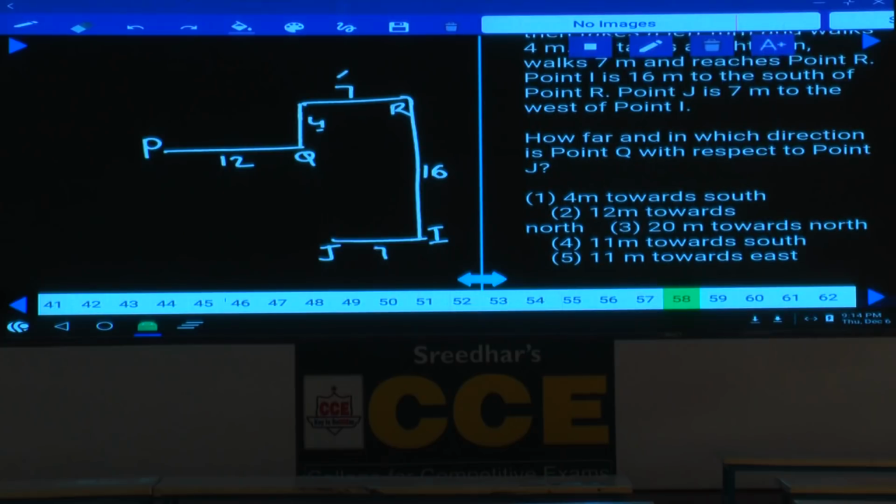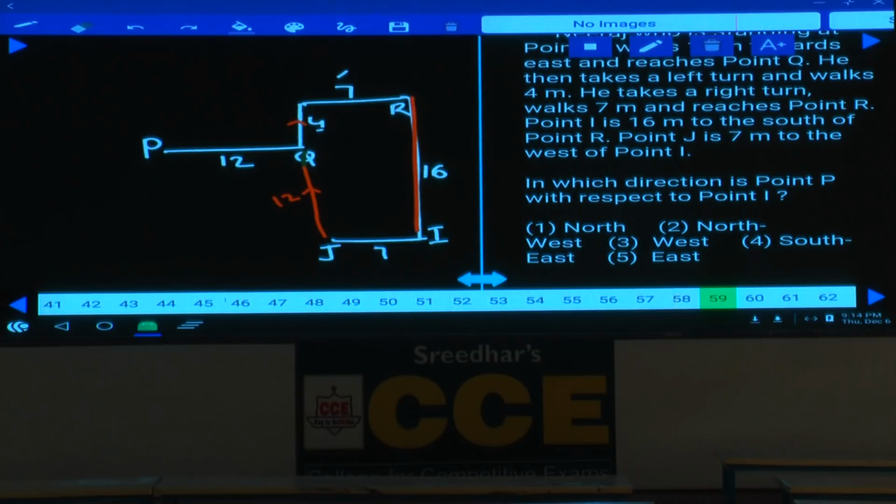Question number 58. How far and in which direction is point Q with respect to point J? Now we need to find out the distance between Q and J. Tell me what is the total distance here? The total is 16, out of which this one is 4, isn't it? And 16 minus 4 will be 12 meters. Now, Q is in which direction with respect to J? 12 meters towards north. 12 meters north, choice 2. Q is 12 meters to the north of J.